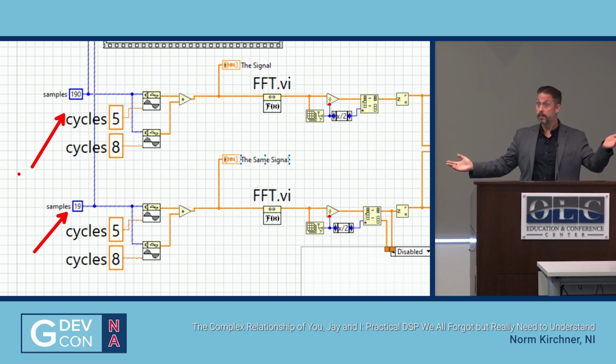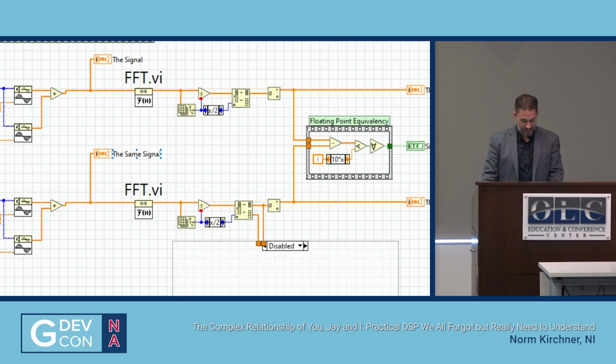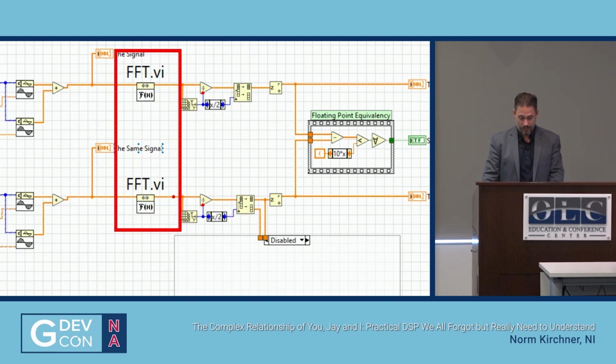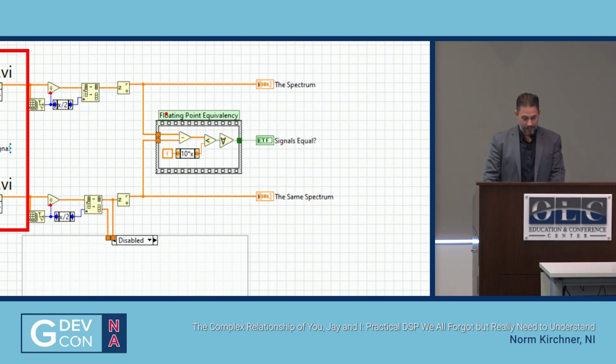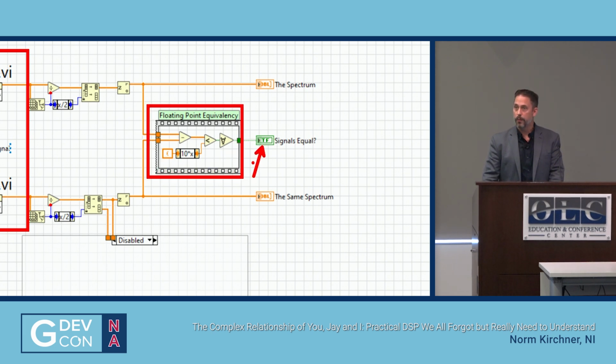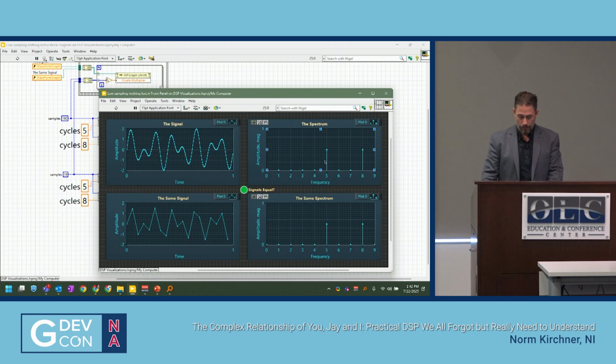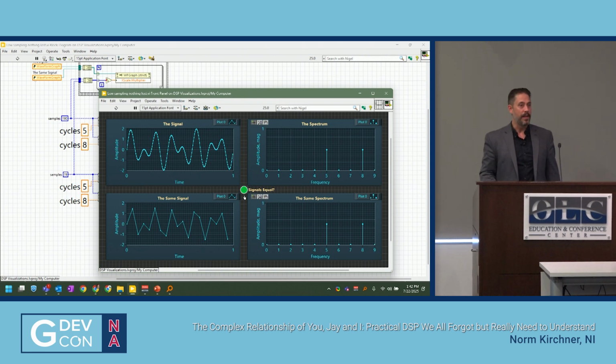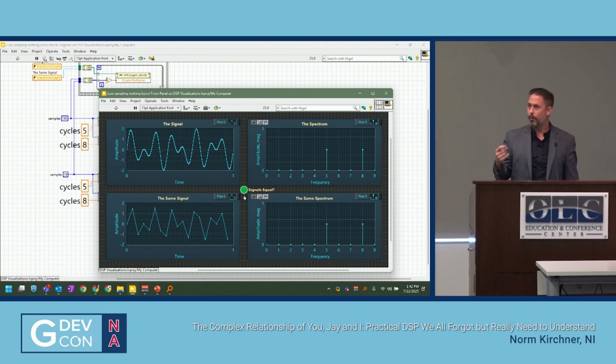Nothing crazy. Pretty rudimentary here. I'm doing the exact same operation, FFTs. I'm coming over here. I'm doing the same thing. I have to do a little bit of floating point equivalency. But indeed, if those points are equal, then my signals should be equal. And indeed, you can see that boolean is green, right? It is true.